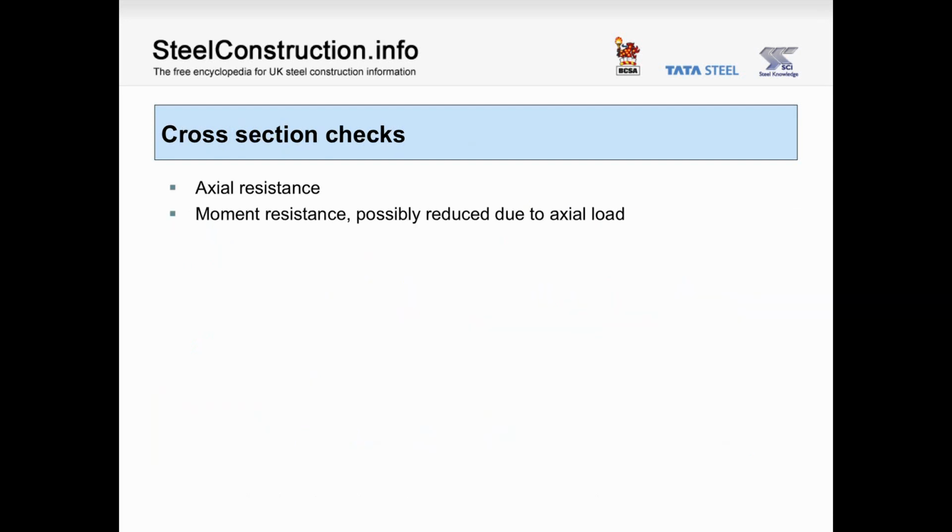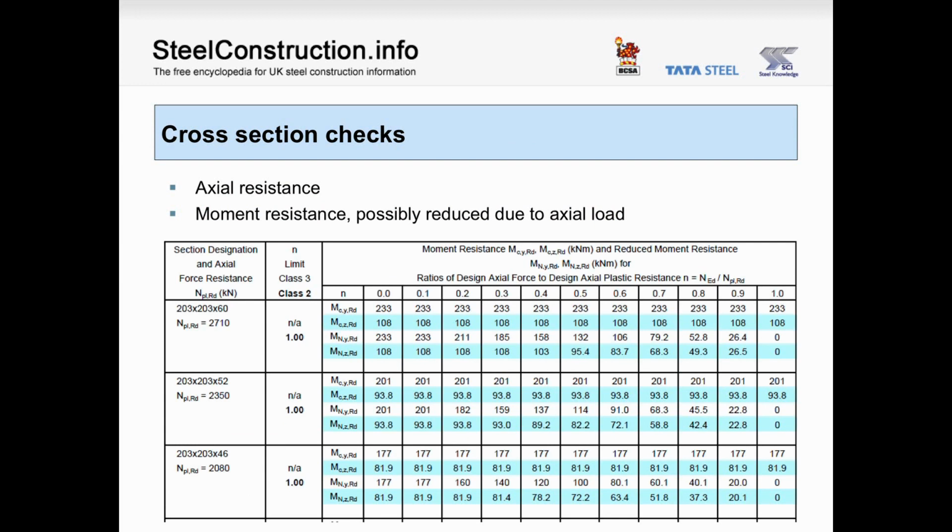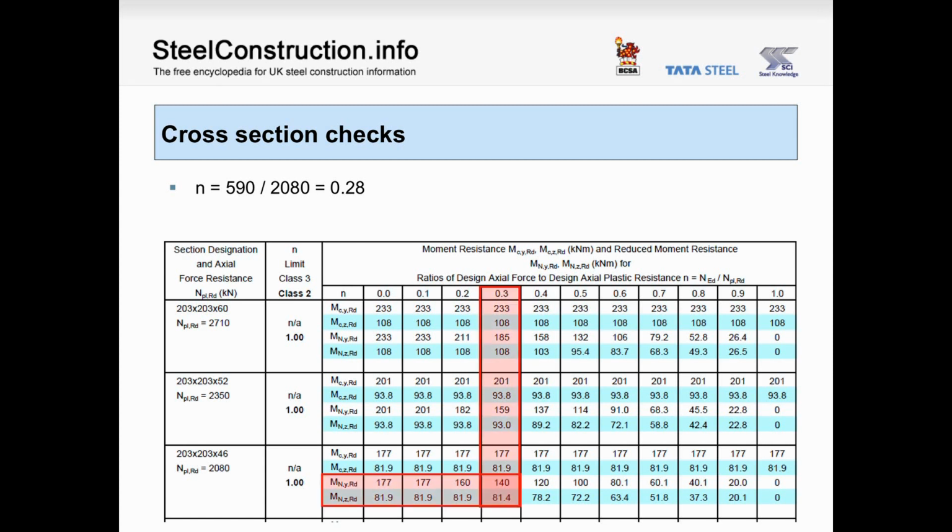We can then go on to check the resistance of the cross-section, and to do that in this case, I'm again going to use a lookup table. The moment resistance depends on N, which is the ratio of the applied axial load divided by the cross-sectional resistance. The cross-sectional resistance is given to us in the table, which in this case is 2080 kilonewtons. Our applied axial load is 590 kilonewtons, so the ratio N is therefore 0.28.